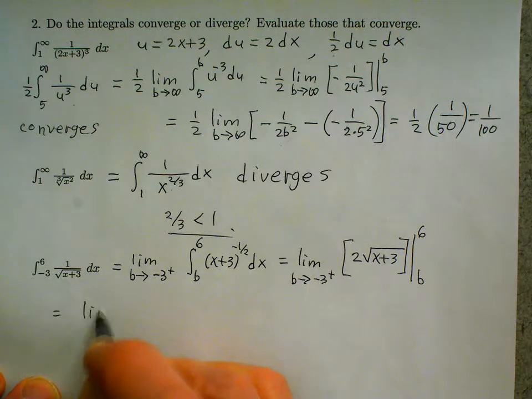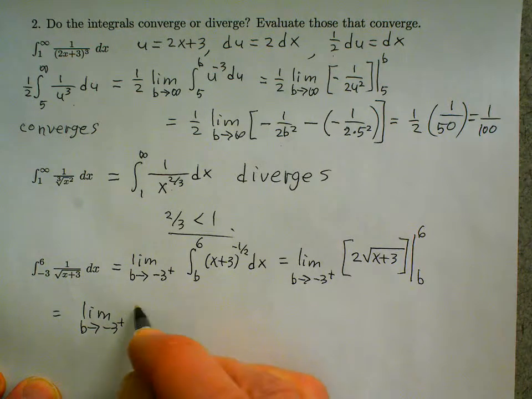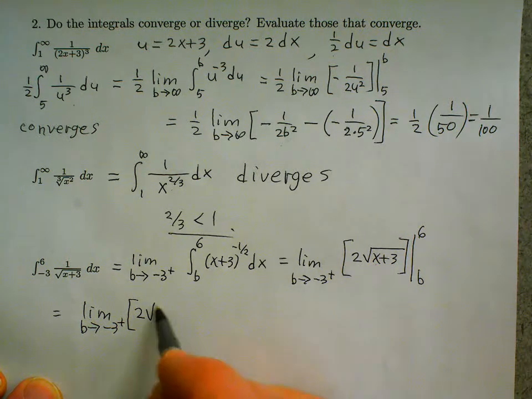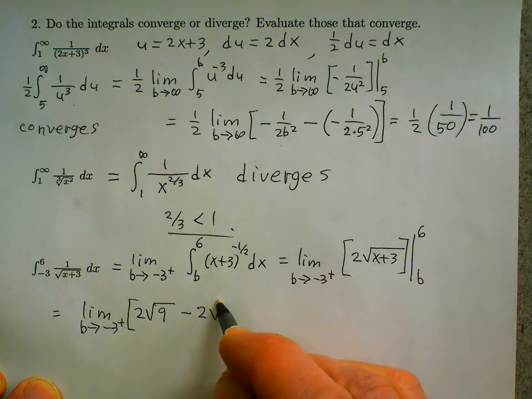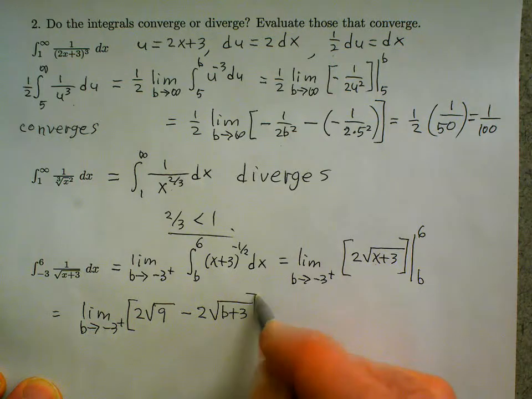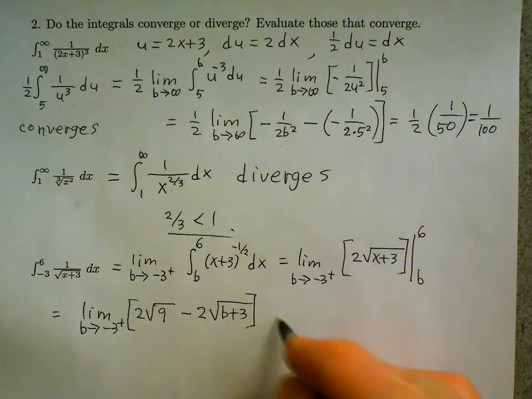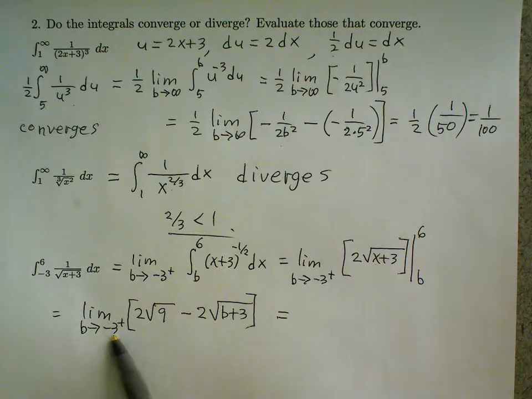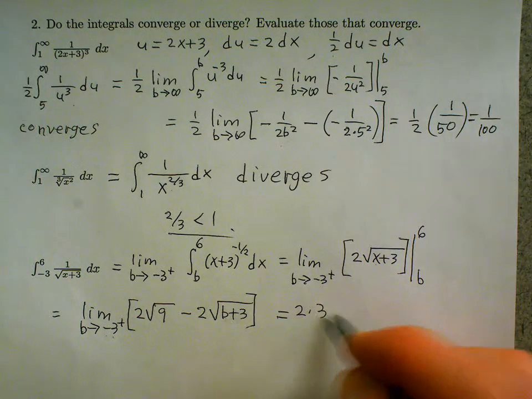Okay, then we evaluate the integral. So when x is 6, we get 2 times the square root of 9, and then minus 2 times the square root of b plus 3. Well, as b approaches -3 from above, b plus 3 approaches 0. And then the limit is 2 times the square root of 9, 2 times 3, or 6.